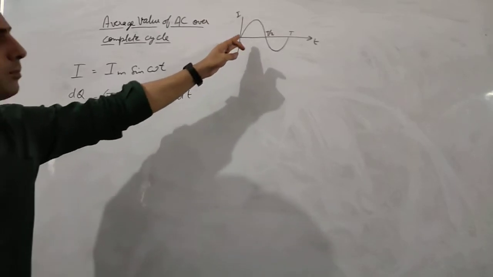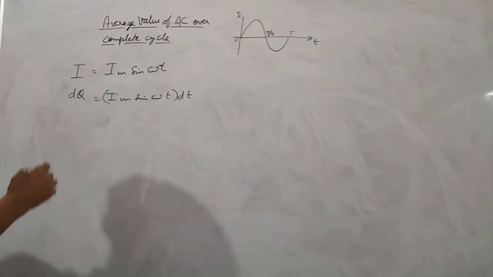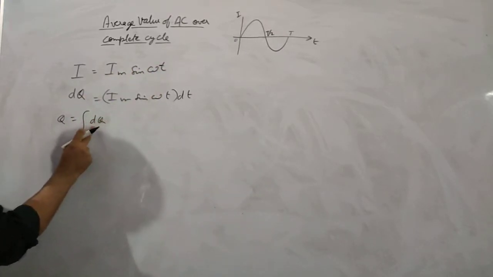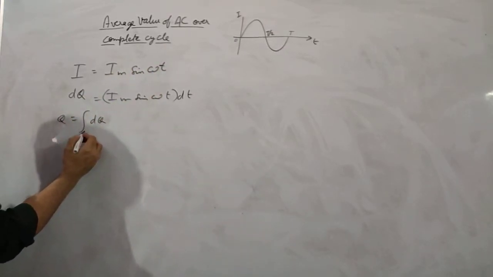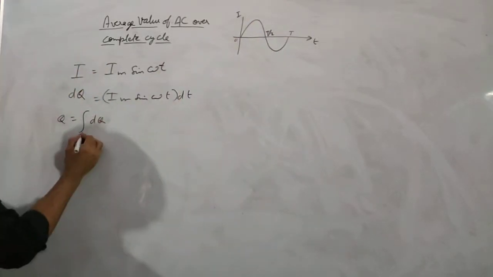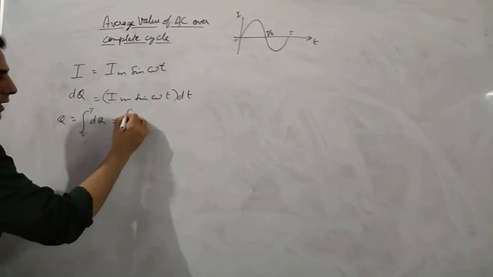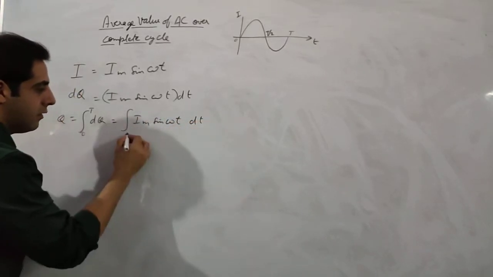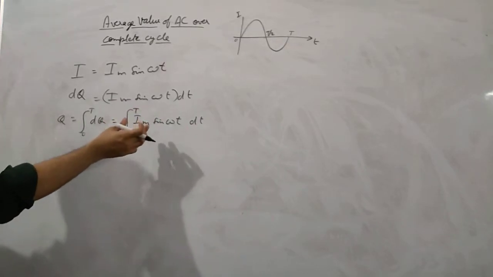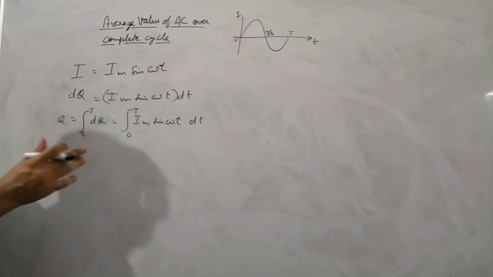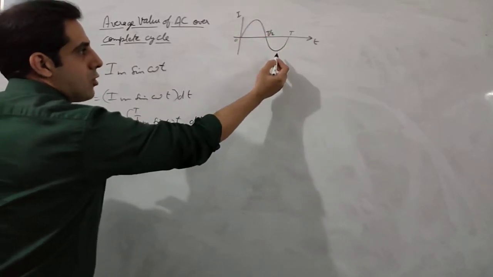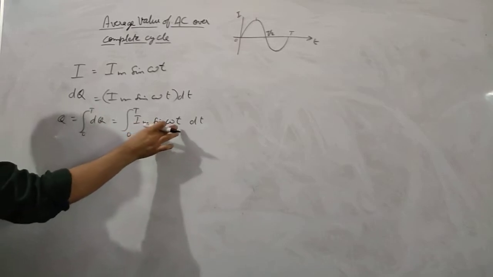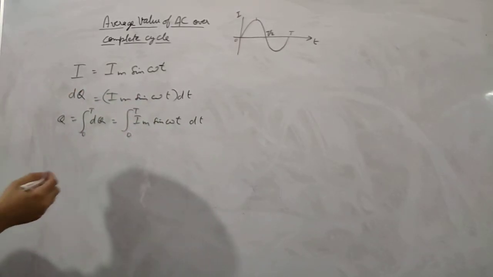So in this one complete cycle, the total charge flowing in the circuit will be given by the integration of dq, and this complete cycle is from 0 to T. So we will integrate from 0 to T. That means integration of Im sin omega t dt from 0 to capital T. Now in this, Im is the peak value. This remains constant. These are your peak values, they remain constant. So it will come outside the integration, and only sin omega t will be integrated.